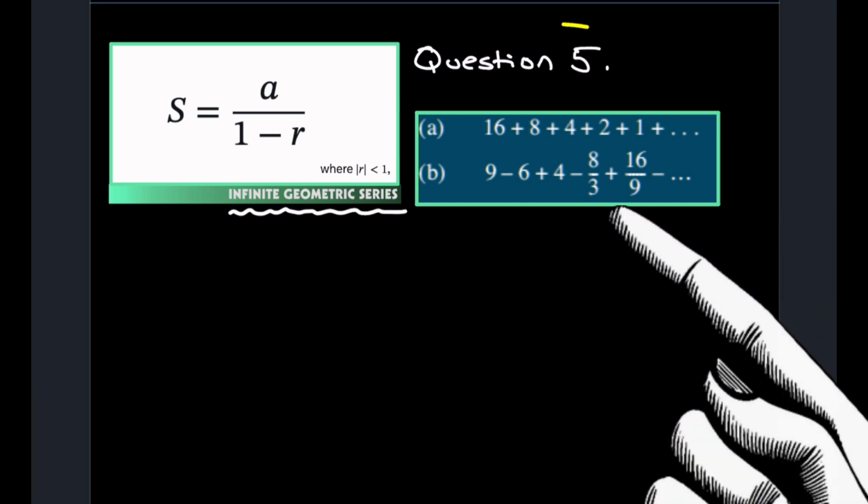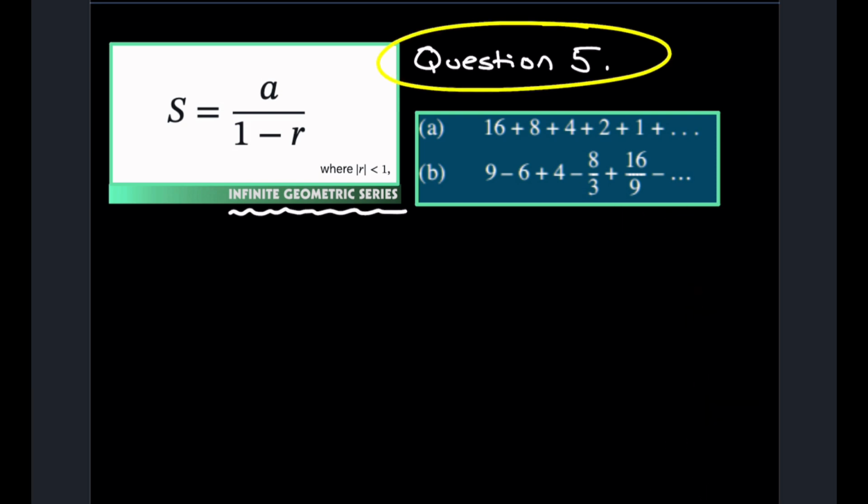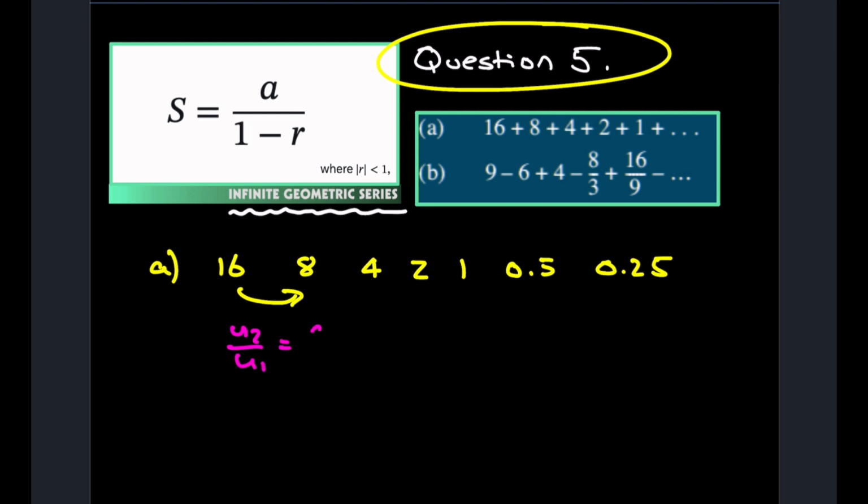Okay, on to our final question here, 5. And this is the part where we're going to look at an infinite geometric sequence. So we can see on A, this sequence is going 16, 8, 4, 2, 1. If they put more terms down, then that would be 0.5, then 0.25. I can see straight away that the common ratio r is in fact half, right? So remember, u2 divided by u1 is going to be 8/16, which is a half, right? And this is our r value.